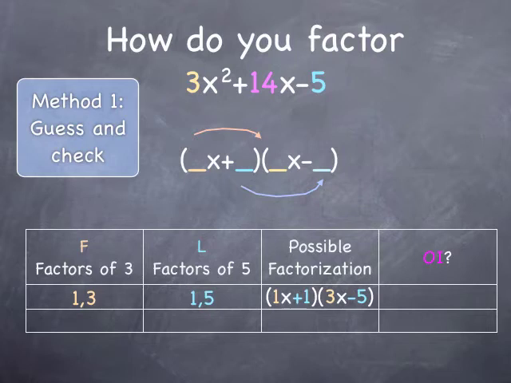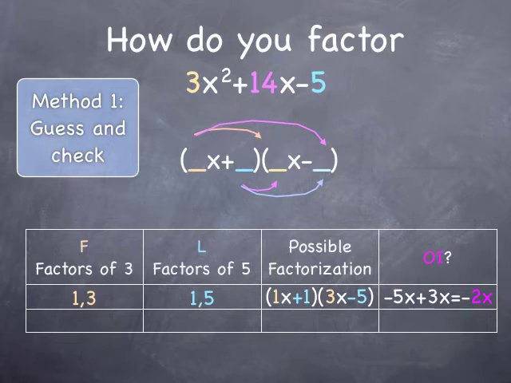What I have to do now is to check the outer and inner terms. I need to check the OI in FOIL. If I check the OI, what I notice is that the outer terms together multiply to give me negative 5x, and the inner terms multiply to give me 3x. When I add those together, negative 5x plus 3x, I get negative 2x. When I compare this to my original expression, that's not the OI that I'm looking for. I'm aiming for 14x. What that means is that my guess of how this is factored isn't correct.